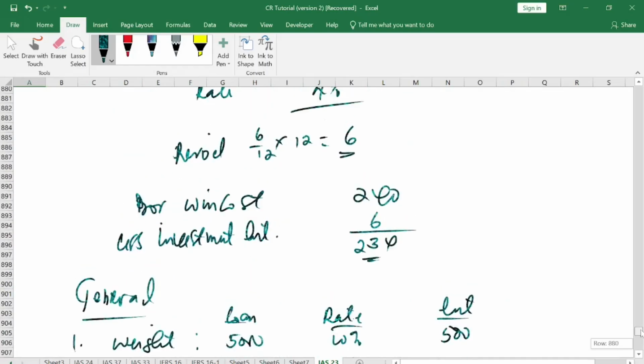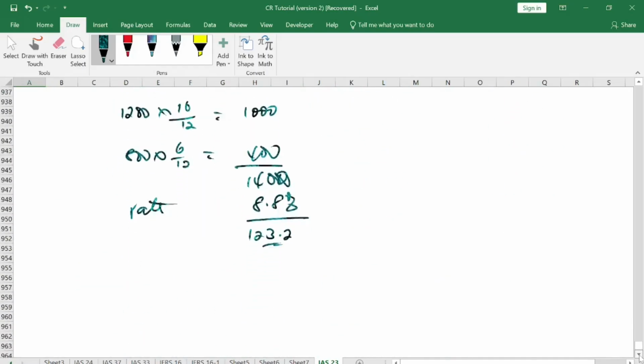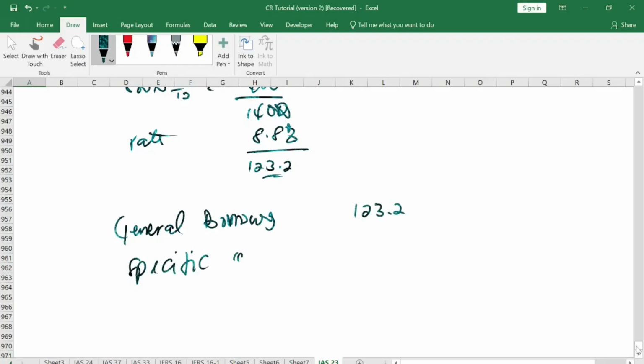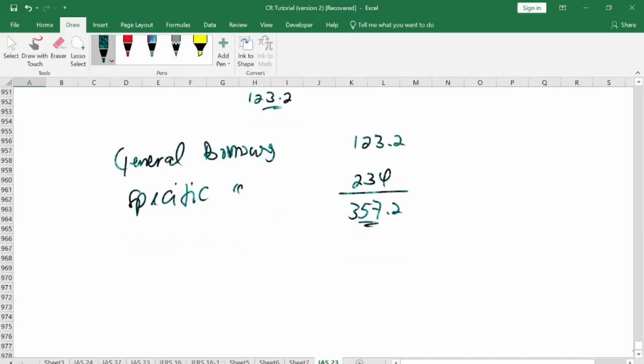All right, so that is it about that. When you are done, how do you do the capitalization? You pick the general borrowing cost and the specific borrowing cost. The general is 123.2 and the specific is 234. You add it, and that gives you 357.2. So this is what we are to capitalize on the total project cost. So that is it about this very question.